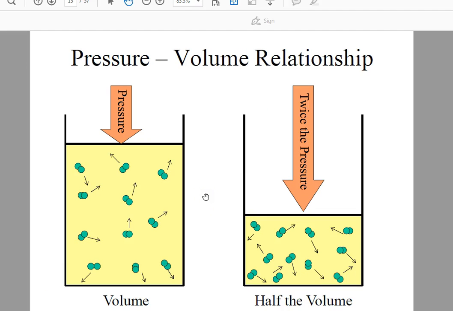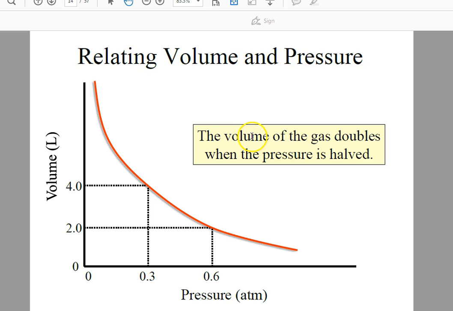Here is just a representation of that volume-pressure relationship. So if you double the pressure, you halve the volume. Okay, that's what it means by inverse. So if you multiply the pressure times 3, you're going to divide the volume by 3. Multiply by 4, divide by 4. Okay, that's what the inverse relationship means mathematically. And there it is graphically. So you may be asked on a test to match a graph to a relationship. So the pressure-volume graph looks like that inverse curve.